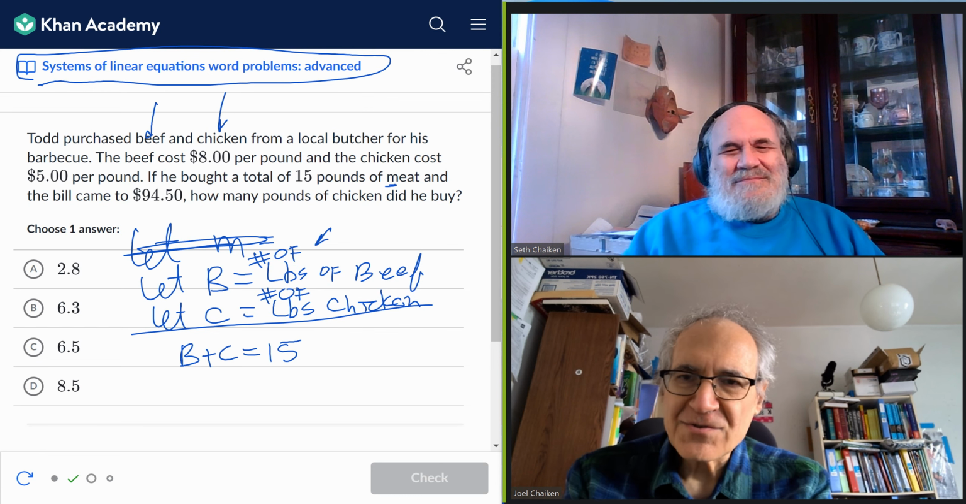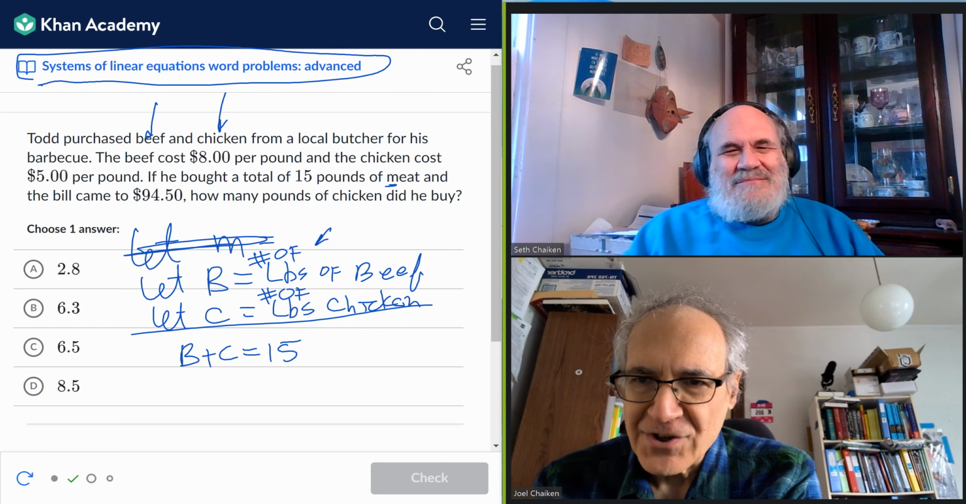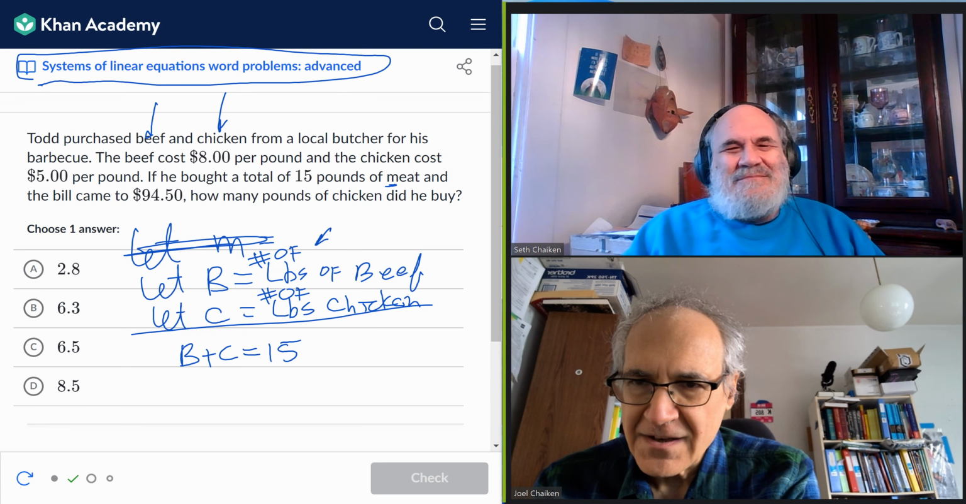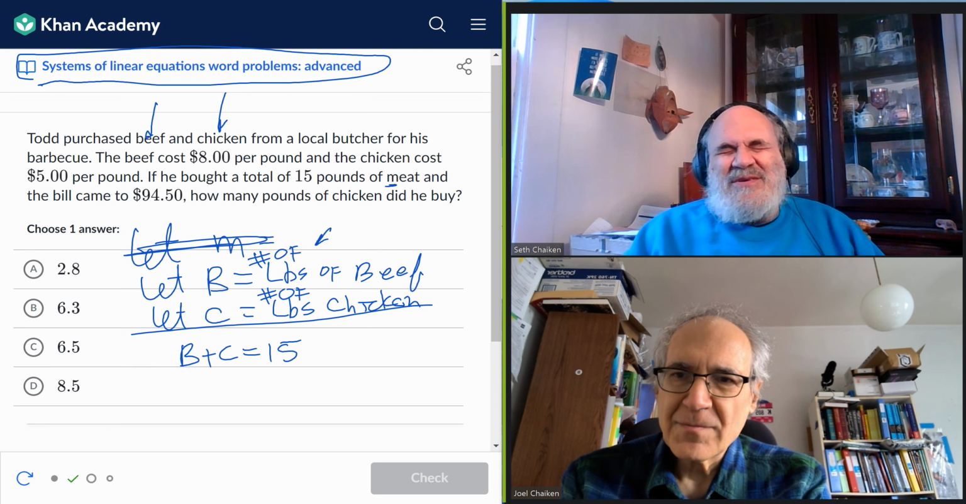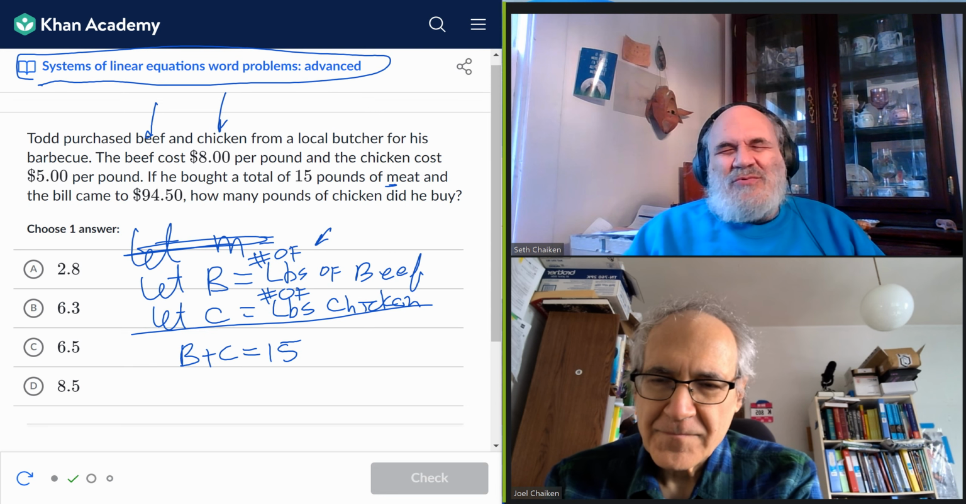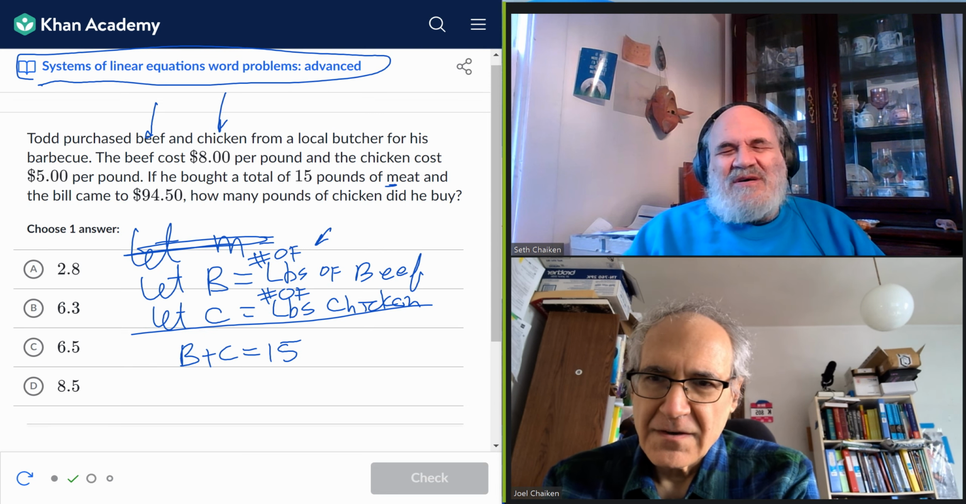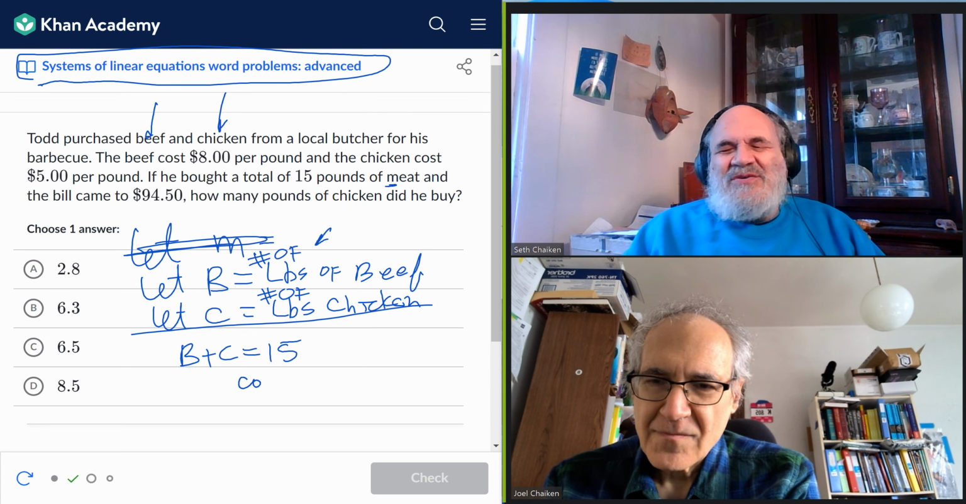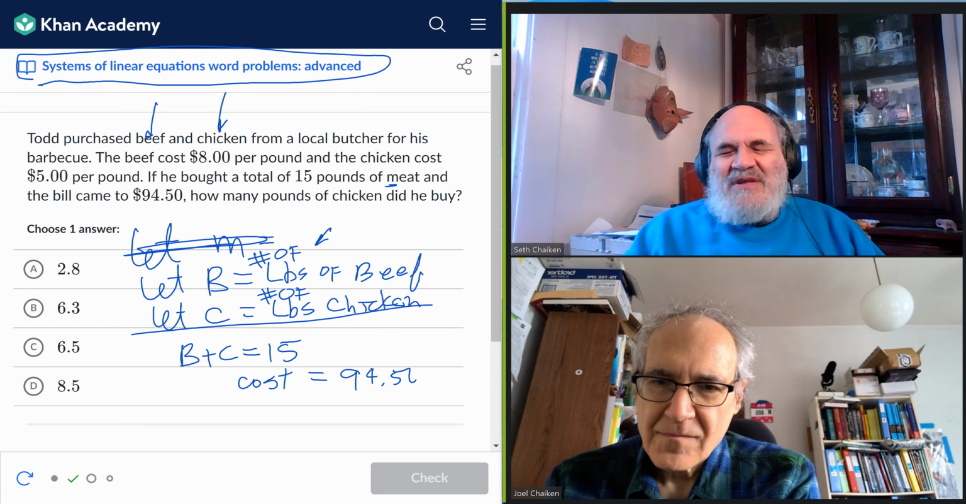And now we have to use the fact about the value of what he buys: the total bill. It tells you the bill. The rule for billing is it's a rate. The price per pound is the rate of billed dollars per pound of meat that you buy.